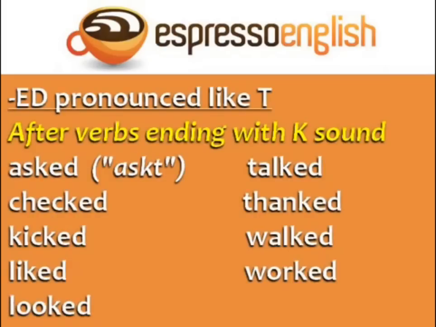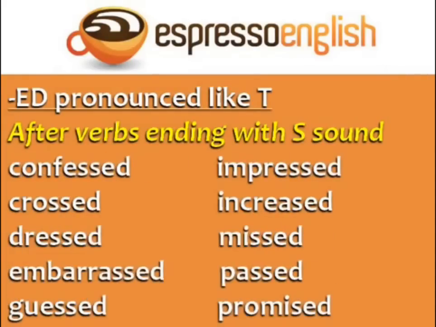-ed is pronounced like T after verbs ending with a K sound. Asked, checked, kicked, liked, looked, talked, thanked, walked, worked. -ed is also pronounced like T after verbs ending with an S sound.